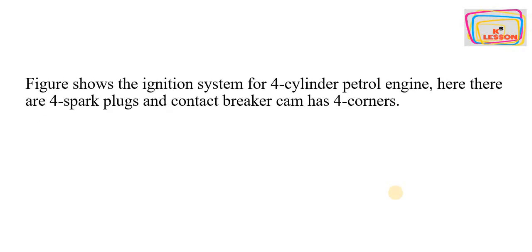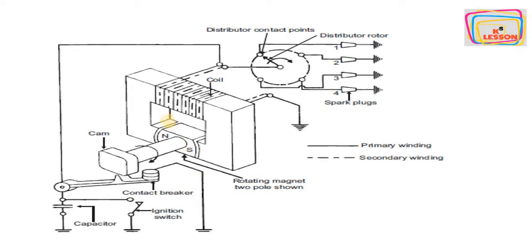The figure shows the ignition system of a 4-cylinder petrol engine. Here there are 4 spark plugs and 4 contact breaker points on the contact breaker cam. As we can see in this picture, there is an ignition coil or a magneto coil. Over this coil, the primary and secondary windings are placed, and this magnet is rotated inside the coil to generate the current.